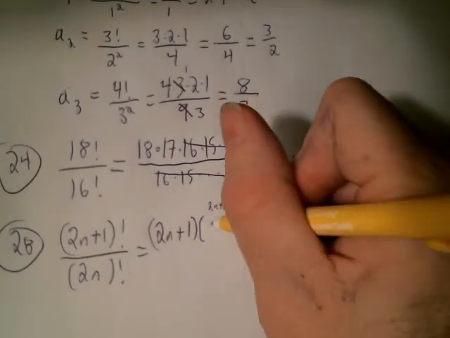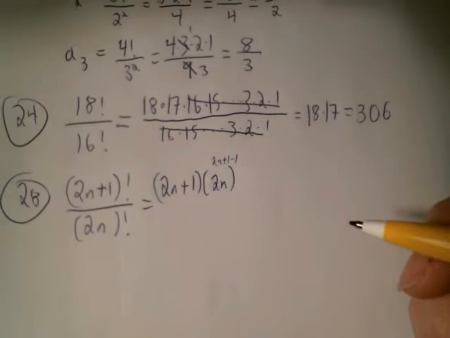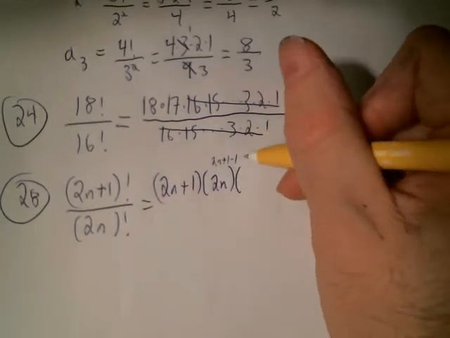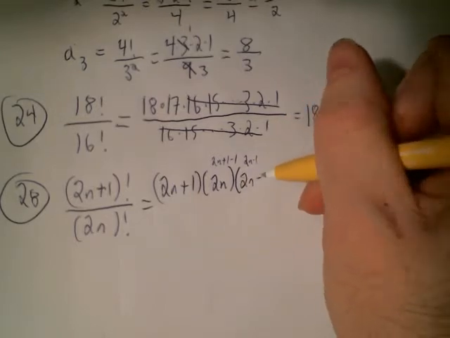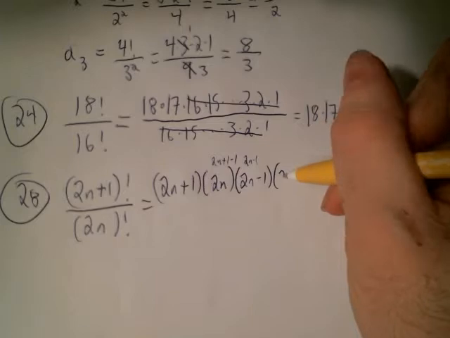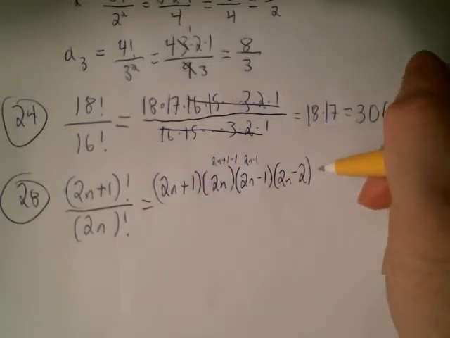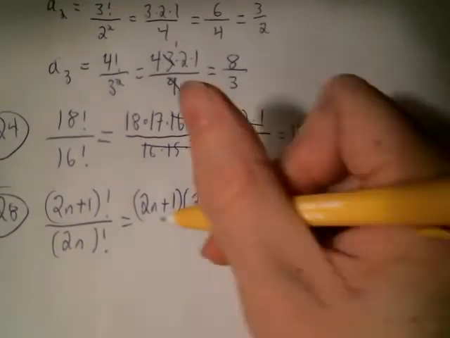2n plus 1 minus 1 is just 2n. Okay. And then I can continue on that process. So 2n, for the next one, I have to go minus 1. So literally just then 2n minus 1. And then 2n minus 1 minus 1, which is 2n minus 2. And you continue that all the way down to 3 times 2 times 1.